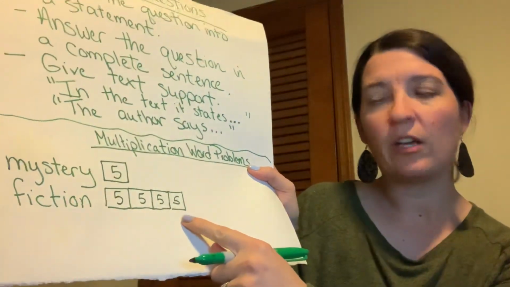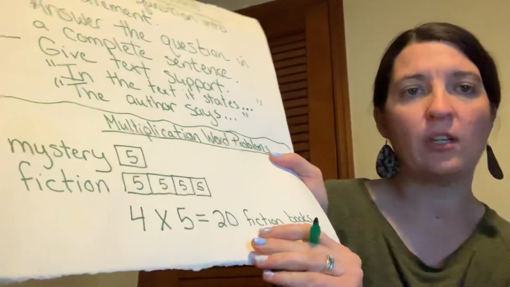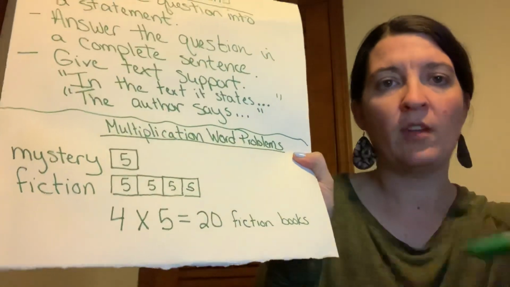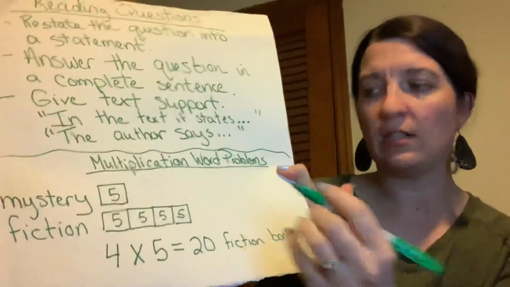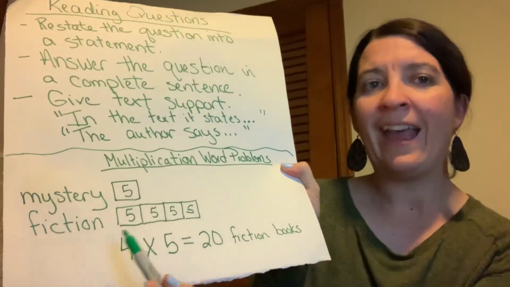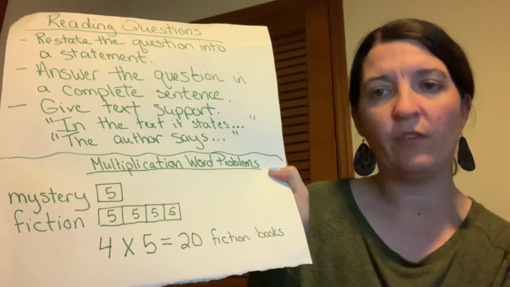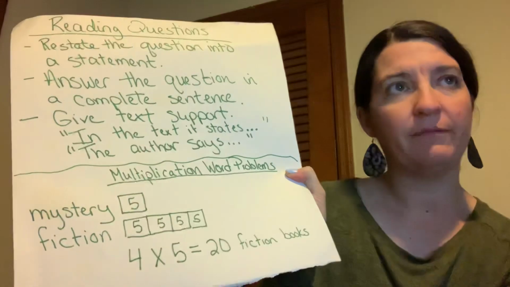And now we can write our equation to match our bar model. So 4 times the mystery, which is 5. So 4 times 5 is 20 fiction books. So this was the strategy that we were using when we completed these word problems. You can set the bar model, find the information that's given, fill in those boxes, and then set up your equation to solve it. Hopefully that helps you out in math today.